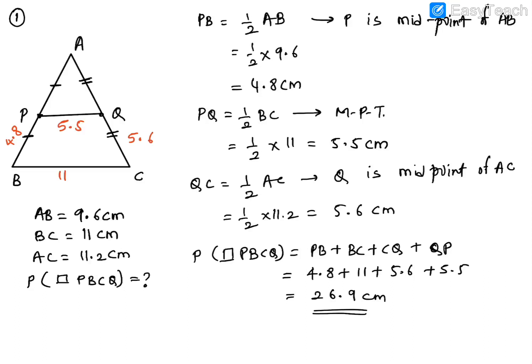So though it's simple, you need to write all the statements and the reasons, and that's what you get marks for. Then next problem now. Okay guys, in problem number 2, you have to prove that the figure obtained by joining the midpoints of the adjacent sides of a quadrilateral. I'll repeat the question once again.